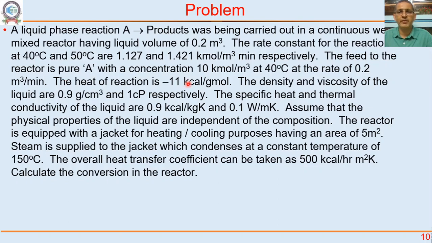Heat of reaction is given to you. Density, viscosity are given to you, specific heat, thermal conductivity are given to you. Assume that the physical properties are independent of temperature and composition. The reactor is equipped with a jacket for cooling or heating purposes, having an area of 5 meters square. Steam is supplied to the jacket which condenses at a constant temperature of 150 degrees centigrade. Overall heat transfer coefficient can be taken as 500 kilocalories per hour per meter square per degree. Calculate the conversion in the reactor.